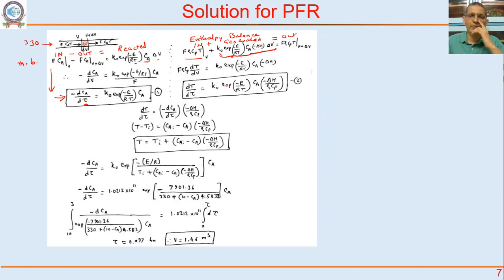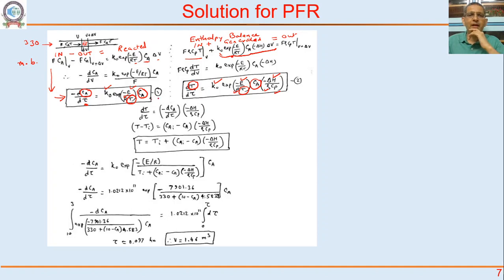dT by d tau is K naught exponent of minus E by RT Ca into minus delta H by rho Cp. Now again, like last time, let's try to identify. This Ca is going to change from entry to outlet. K naught we know, E we know, R we know, T is going to change with respect to location. Location in the sense, now with respect to residence time we are writing. This T is going to change with respect to tau. K naught we know, E we know, R we know, T is going to change, Ca is going to change, delta H we know, rho we know, Cp we know.